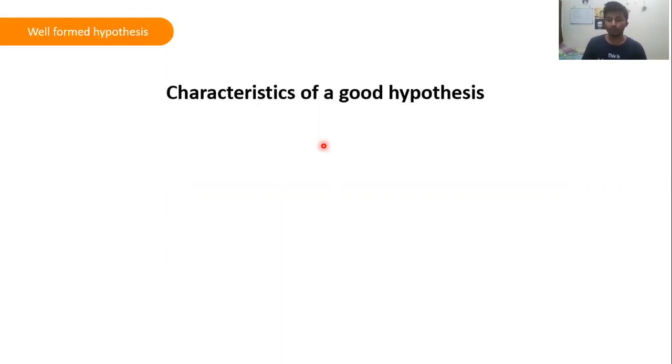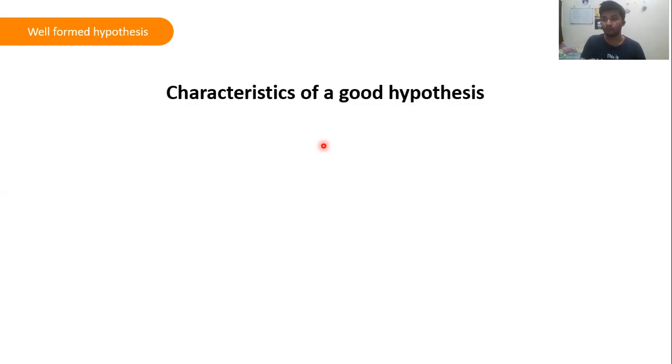Then the last part: we come to the characteristics of a well-formed hypothesis, or what a good hypothesis is, because that was all about how we form a hypothesis ourselves. What have we learned up till now? How will we make our own hypothesis? And if we come across a hypothesis, or once we make our own, we get to know what type of hypothesis it is, right? Now last is what are the characteristics of a good hypothesis?